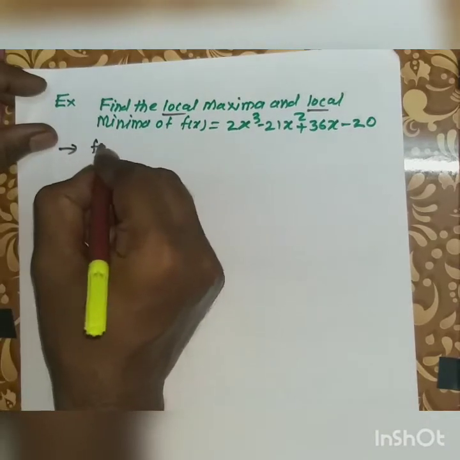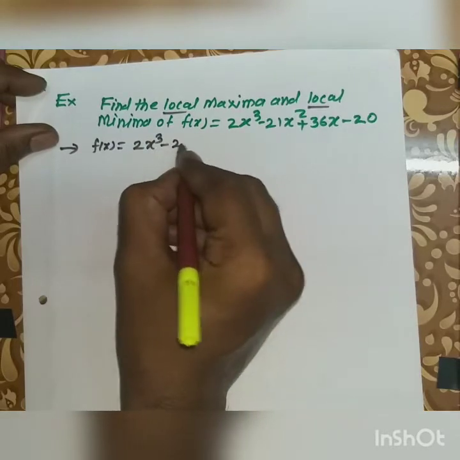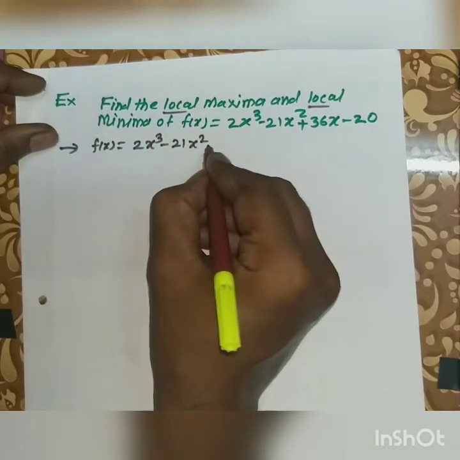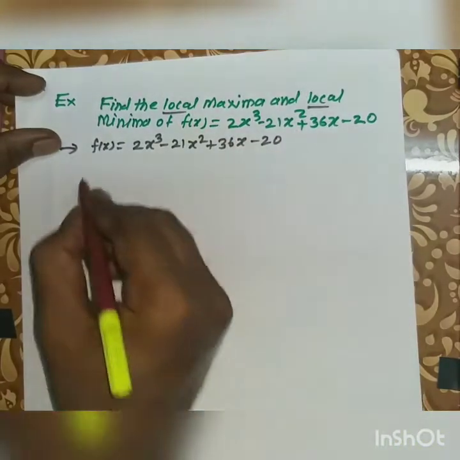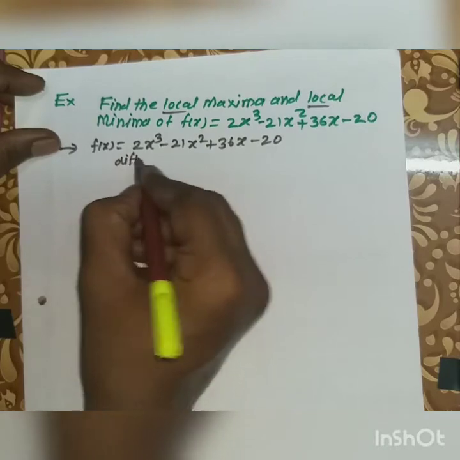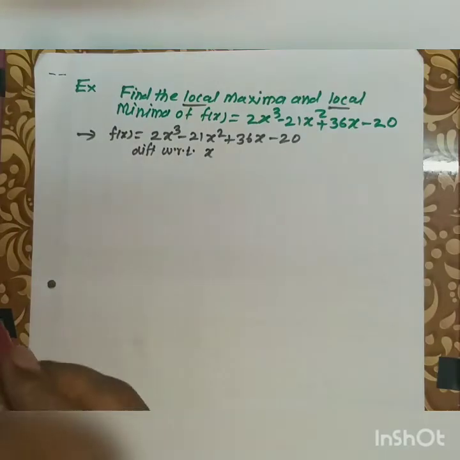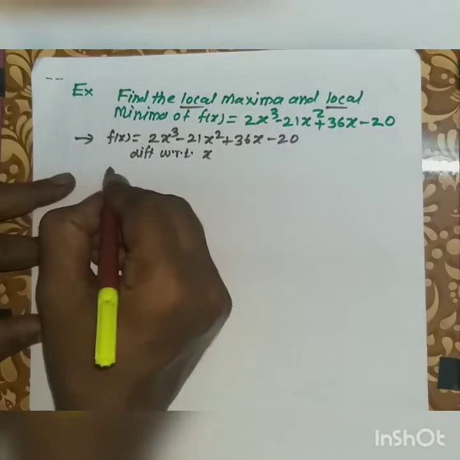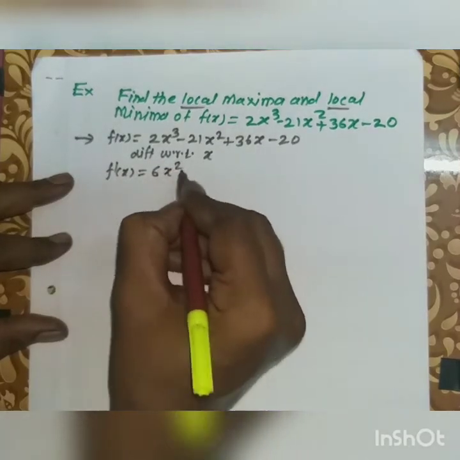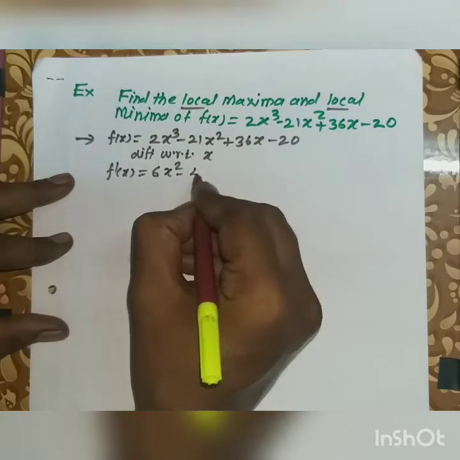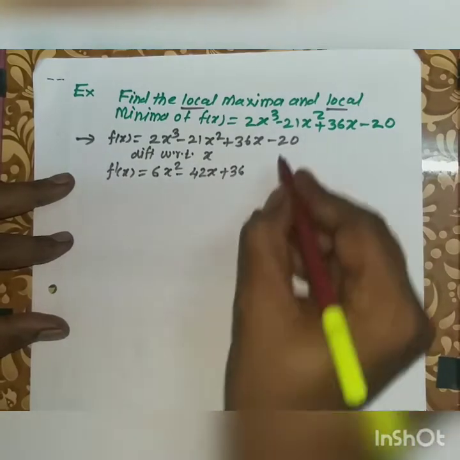Now the given function f of x is equal to 2x cube minus 21x square plus 36x minus 20. Differentiate with respect to x. We write the steps here. First step is take the first order derivative. F dash of x is equal to 6x square minus 42x plus 36. Derivative of the constant minus 20 is 0.